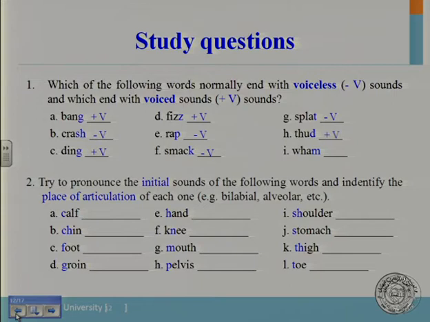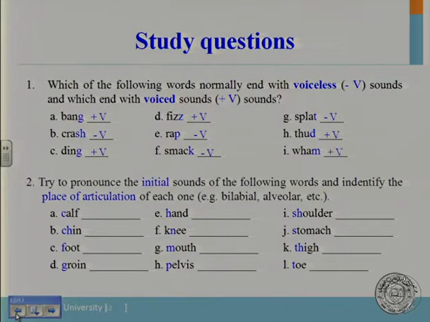It is one of the stops, plosives. D is bilabial stop, voiced sound. It is one of the stops, and also it is a voiced sound. Wham.